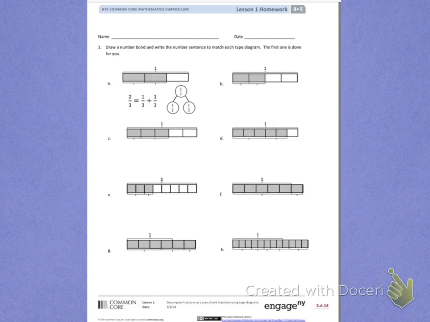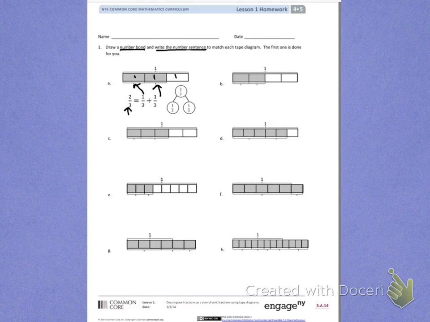So it looks like we need to do a couple of things. I'm going to underline what we need to do. We need to draw a number bond, and we need to write a number sentence to match each tape diagram. If we look at the first one, we can see that the tape diagram is divided into one whole, and there are 1, 2, 3 pieces to that. That's why it's broken down into thirds. The shaded region is 2/3, and we have a 1/3 here and a 1/3 here. So that's how the first one is broken down.